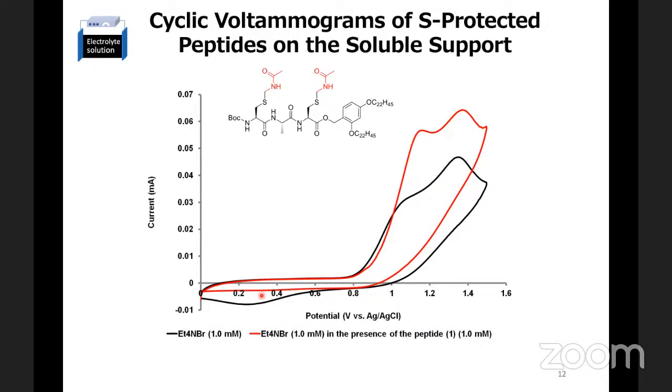Thus, detailed observation of the CV provides important information for inferring the electron transfer process on the electrode.